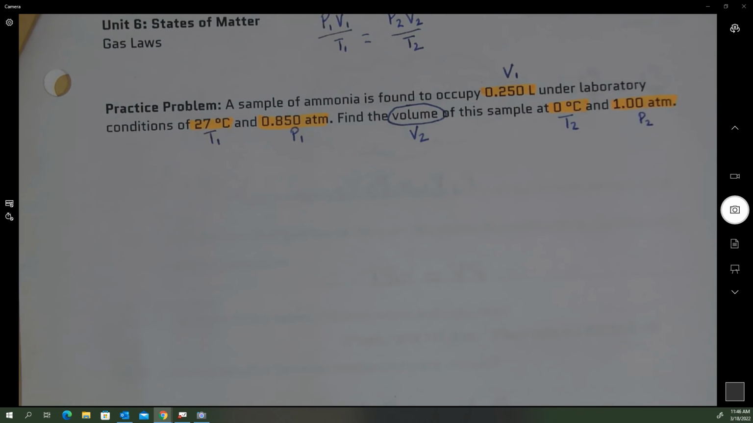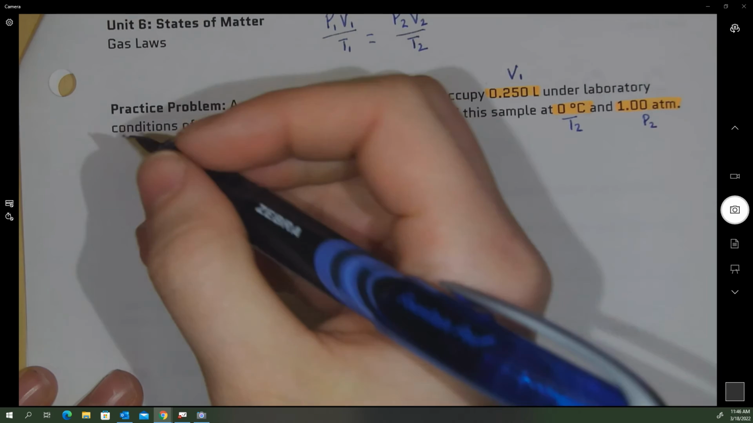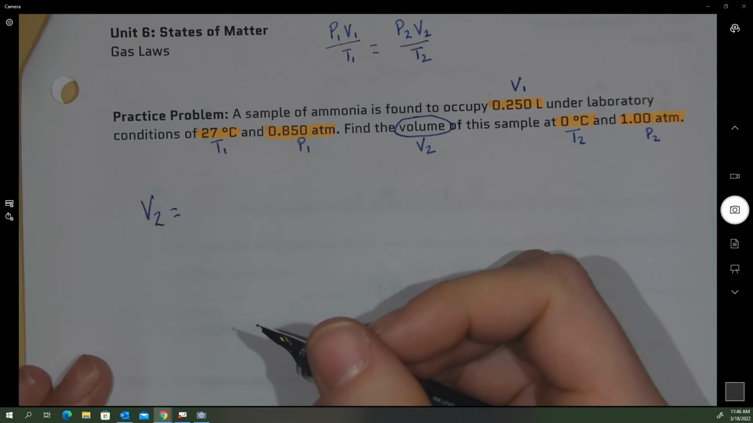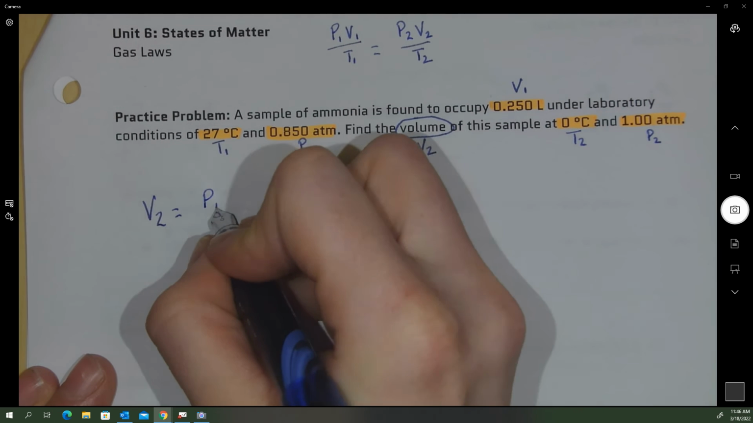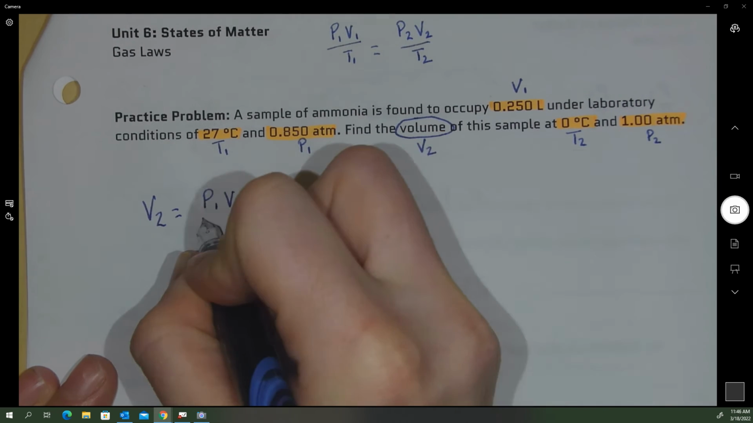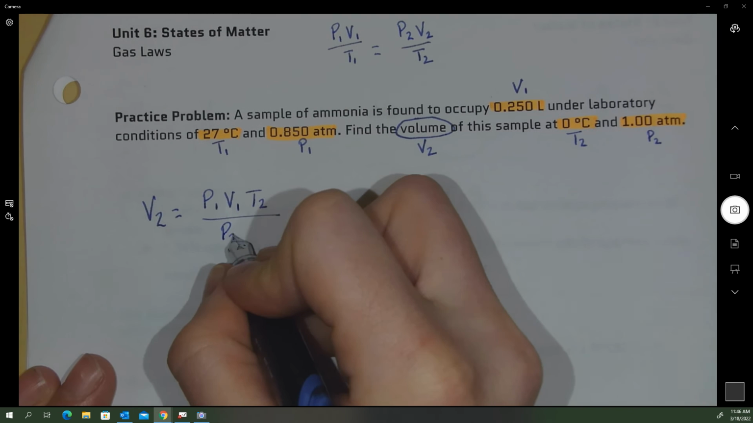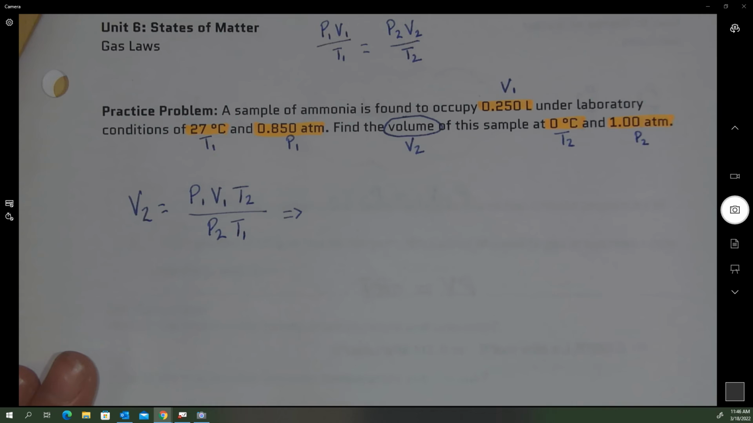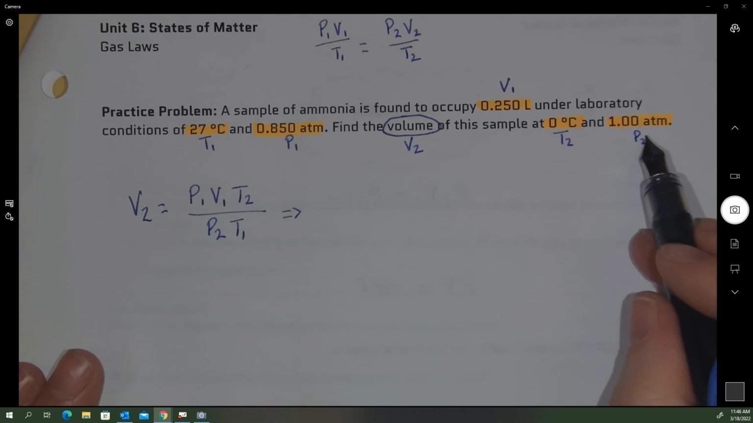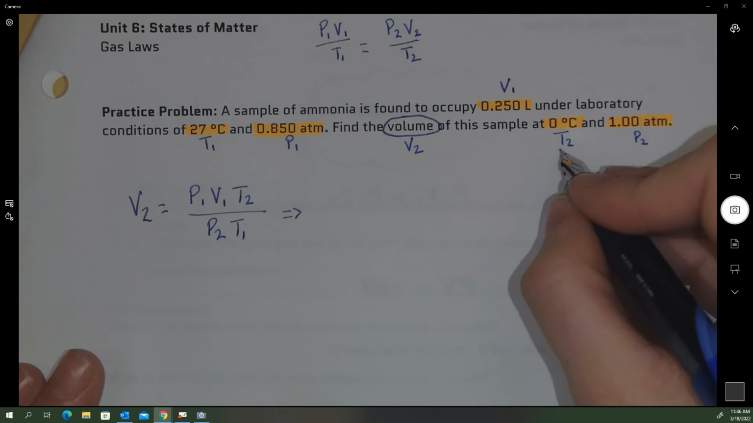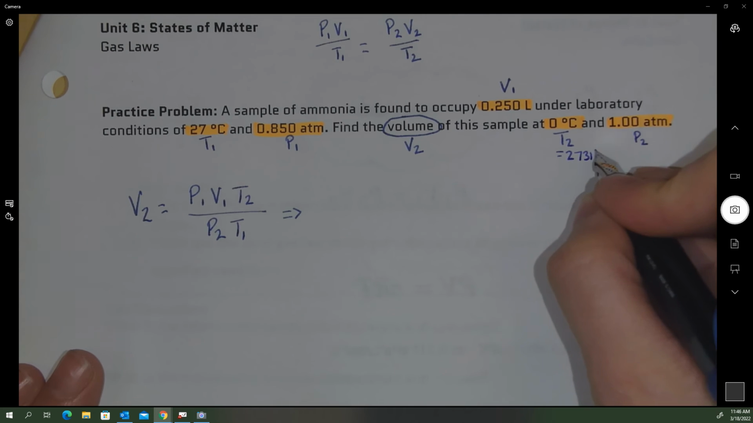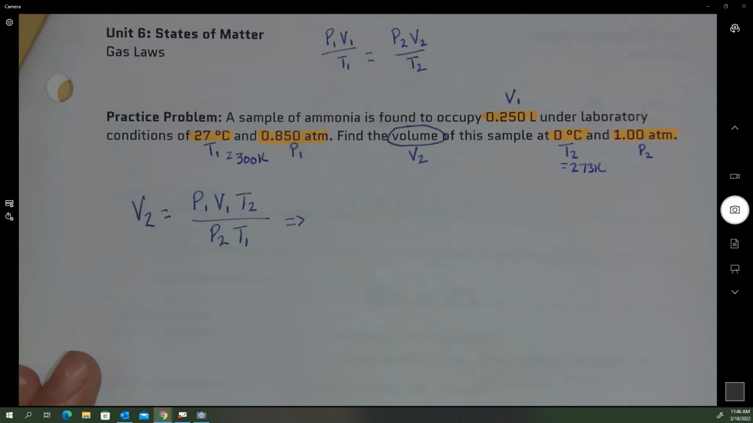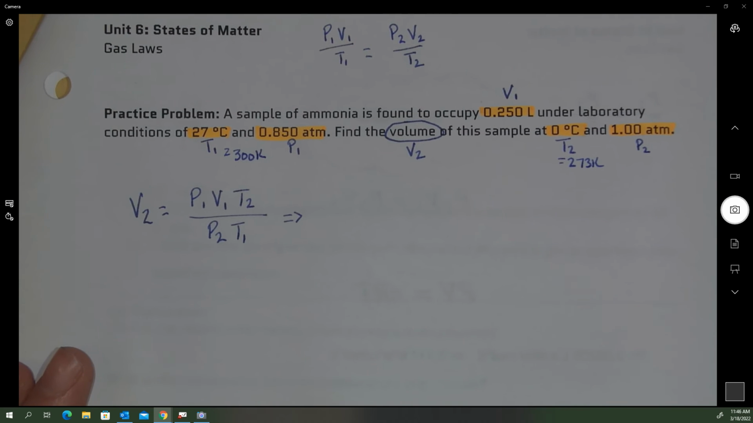Okay, so let's go ahead and solve for V2. When you rearrange your equation, V2 is going to be equal to P1, V1, T2 over P2 times T1. We need to make sure everything's in the right unit. So I've got ATM and ATM. That's good. I've got to convert these degrees Celsius. So this is going to be 273 Kelvin, and this one's going to be 300 Kelvin. And my volume's in liters.